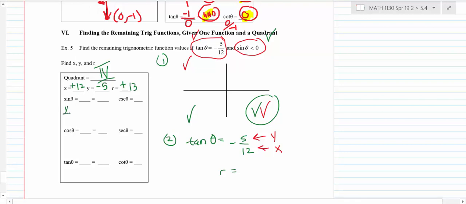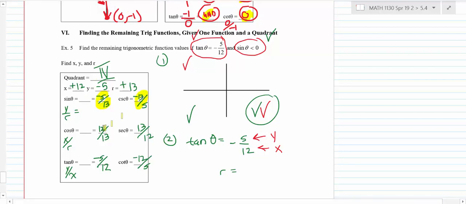So the sine is y over r, so that would just be -5 over 13. The cosecant's the reciprocal, so that's -13 over 5. The cosine's x over r, so that's going to be 12 over 13. Secant is the reciprocal of the cosine, so 13 over 12. Tangent's y over x, so that's -5 over 12. Cotangent's the reciprocal, so it gives that.